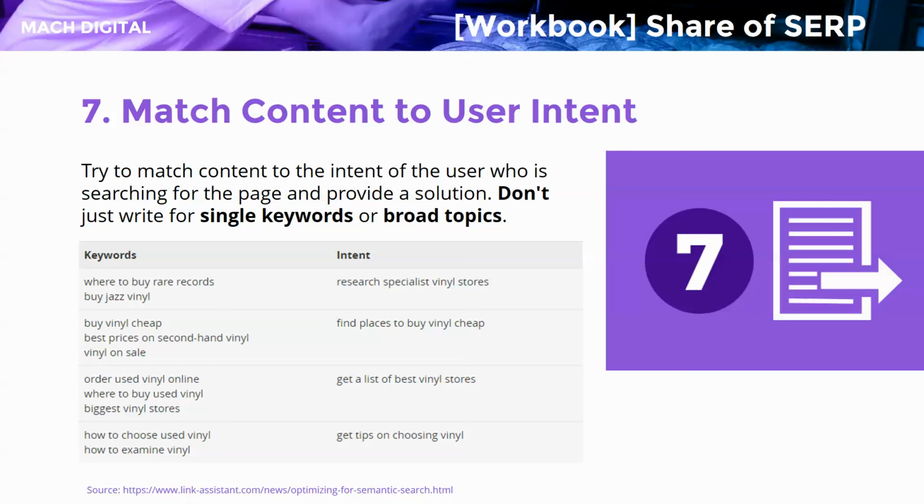So, where to buy. The intent is researching specialist vinyl stores. Keywords like where to buy rare records, buying jazz vinyl, things like that. The intent of the user would be to research specialist vinyl stores. There's things like jazz and rare, which are kind of specialist terms. The next one: buying vinyl cheap, best prices on secondhand vinyl, vinyl on sale. The common theme here is really about cheap vinyl or discount vinyl, budget, low cost vinyl, things like that.